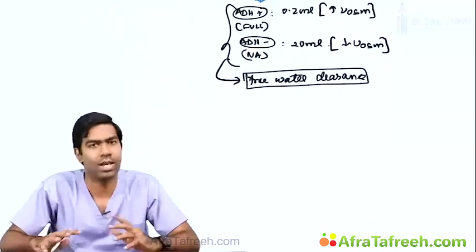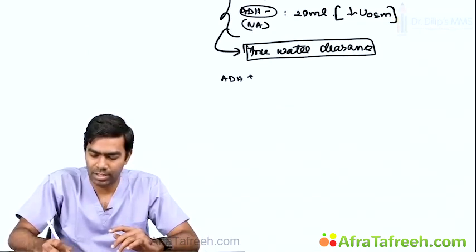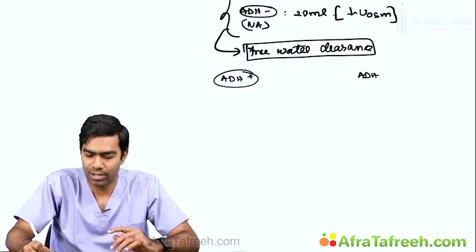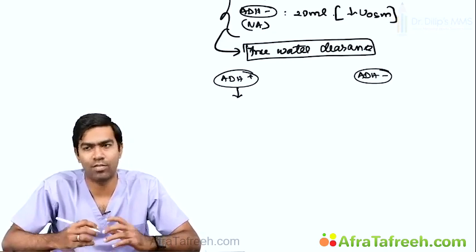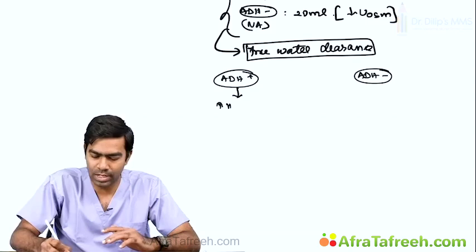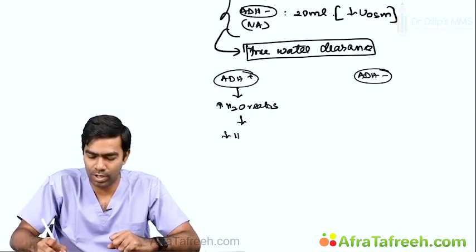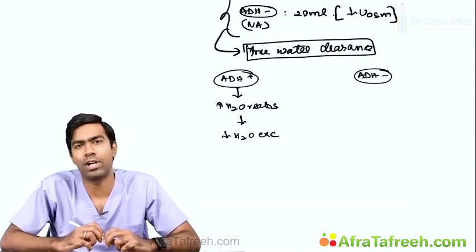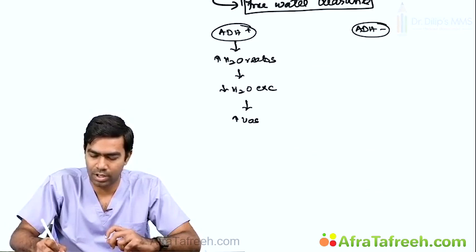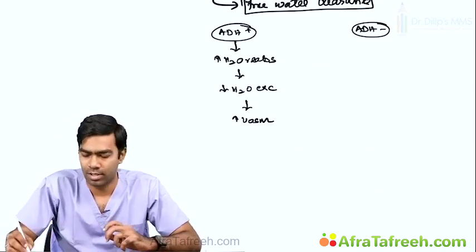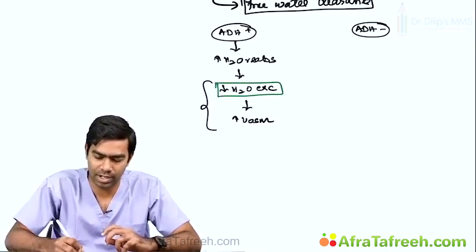So let us see what's going to happen here. When you have ADH action, and when you don't have ADH action, what will happen? When you have a good amount of ADH action or full ADH action, there is going to be increased water reabsorption through the aquaporin 2 channels. That is going to reduce the water excretion, the amount of water excreted in the urine. So the urine osmolality will increase, or urinary concentration is going to increase.